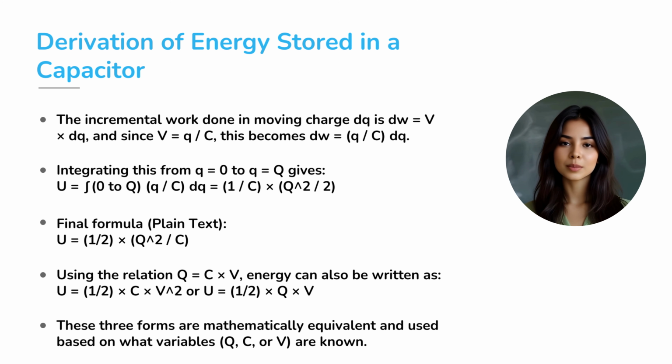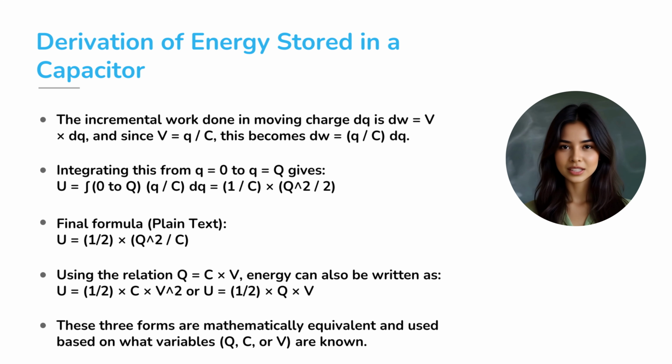Consider a capacitor being gradually charged. When a small amount of charge, denoted as dq, is added, the voltage across the capacitor at that moment is V equals Q divided by C, where Q is the instantaneous charge and C is the capacitance. The work done in transferring this small charge is dW equals V multiplied by dq, which becomes dW equals Q divided by C multiplied by dq.